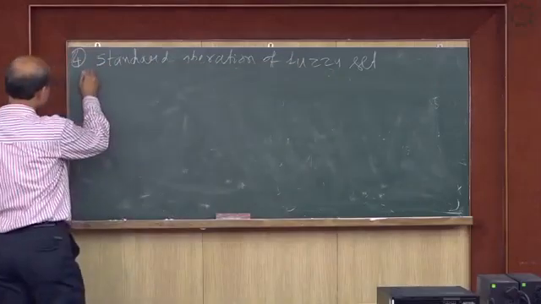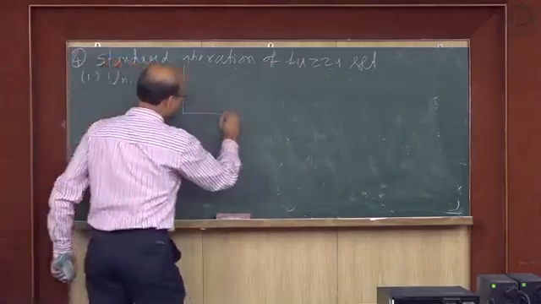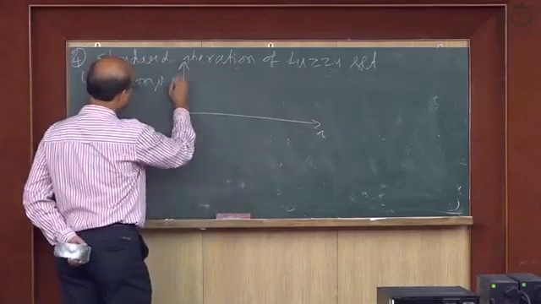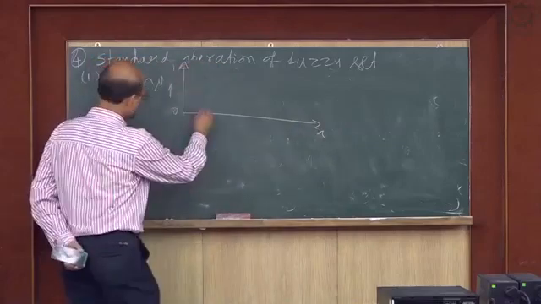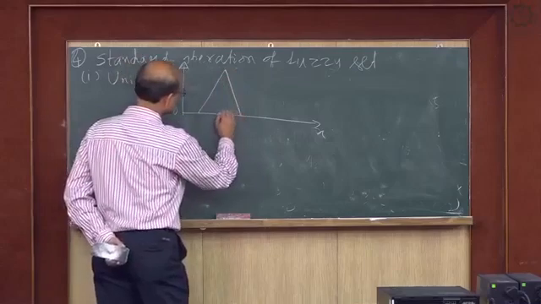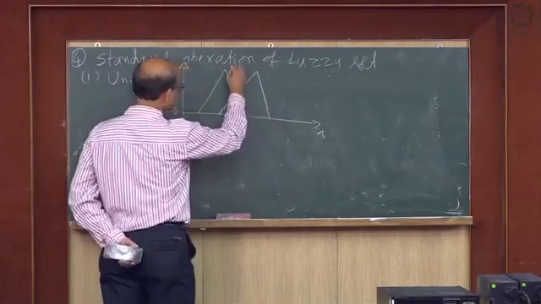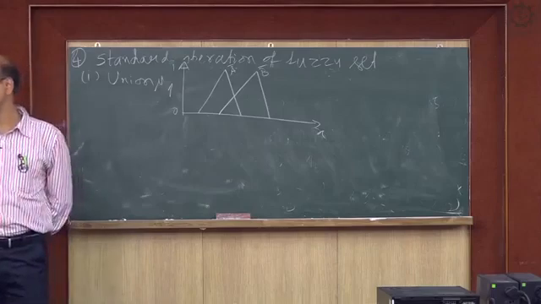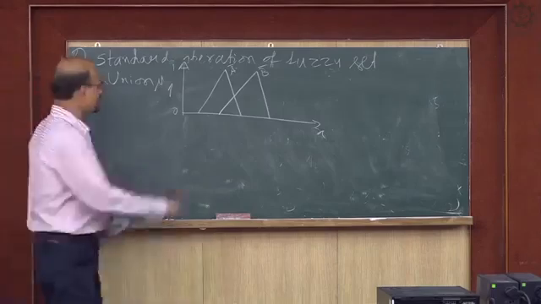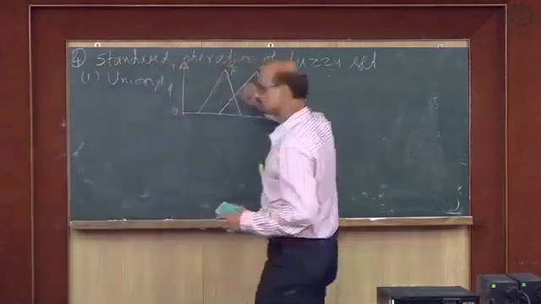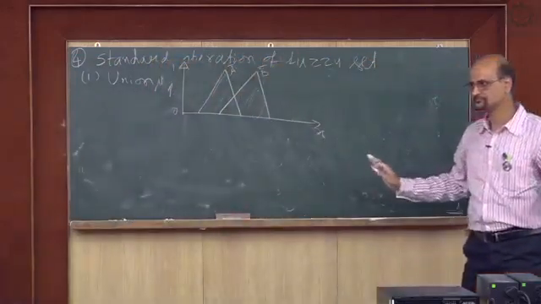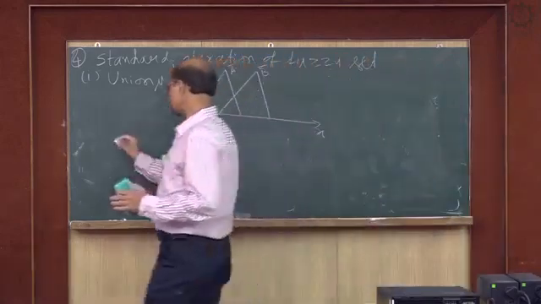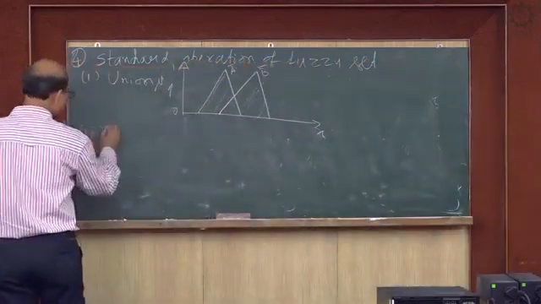So, for union, if I have x and mu, and this is 0, this is 1. If I have suppose two fuzzy sets like this, A bar and B bar. So, you take all those combinations, you will give all these, very simple. Crisp also we do like this, no problem. So, second is intersection.